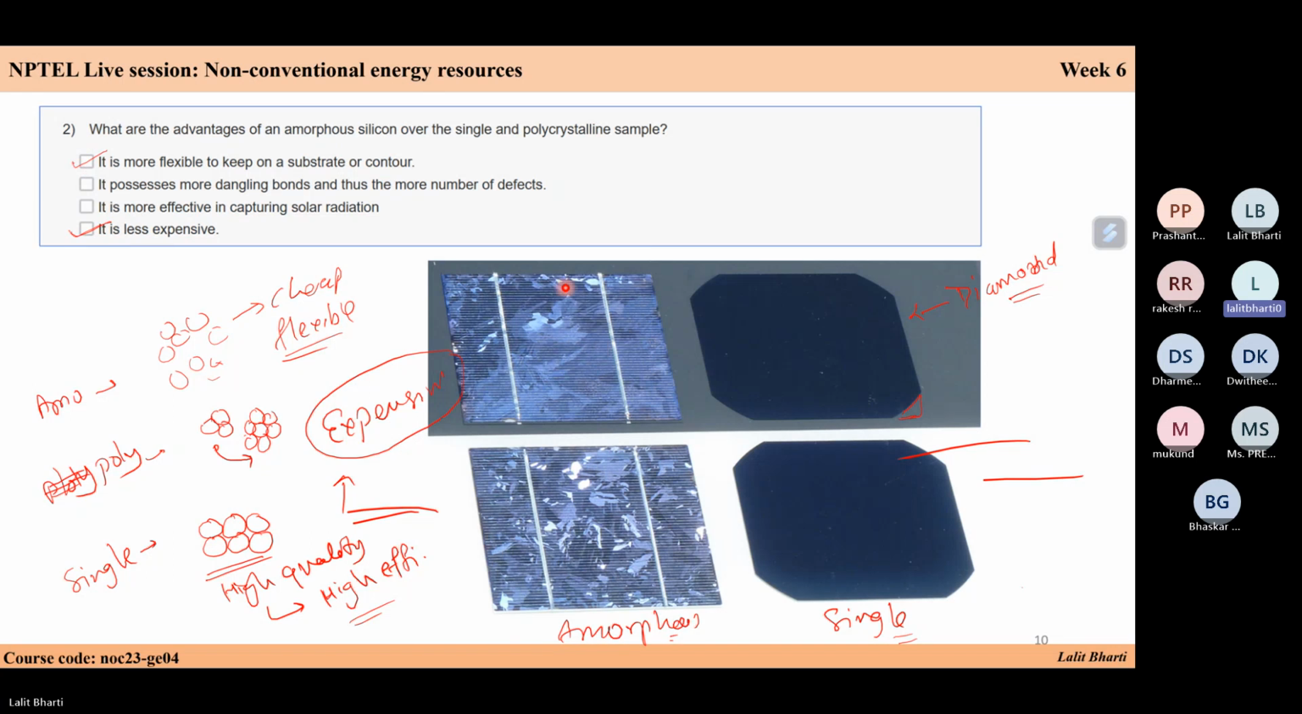It is having more flexible, and that is why it is advantageous. The second one is possesses more dangling bond and more number of defects. That is correct. That is possessing more dangling bonds or more impurities or more defects, but that is not advantageous to us. So that is why the statement is not true for us, because we are only taking the advantages of amorphous silicon. Then third one is it is more effective in capturing solar radiation. So that is incorrect, because we know that single crystalline or the pure phase is more efficient as well as more expensive.